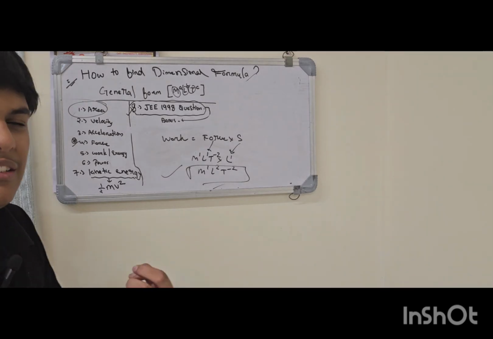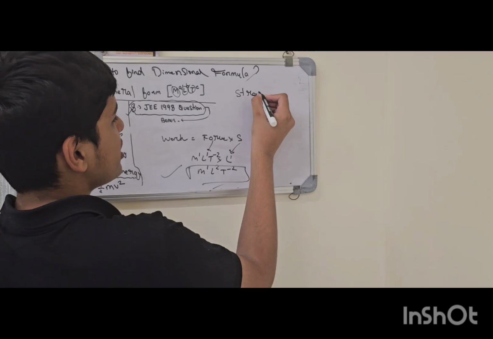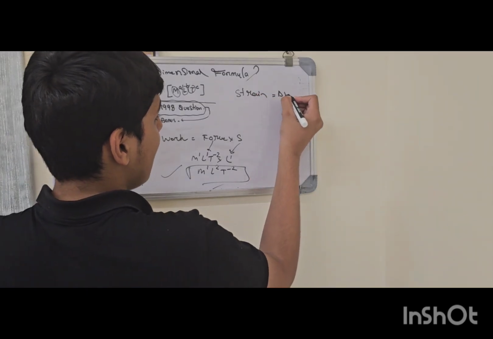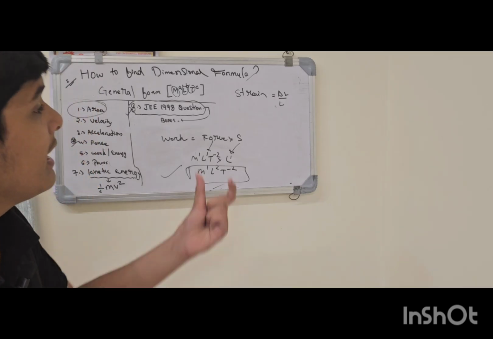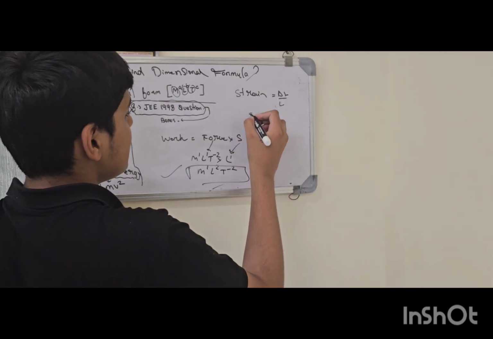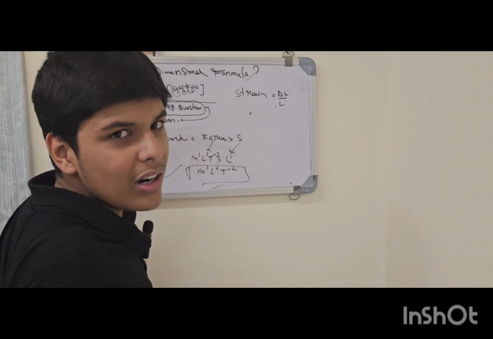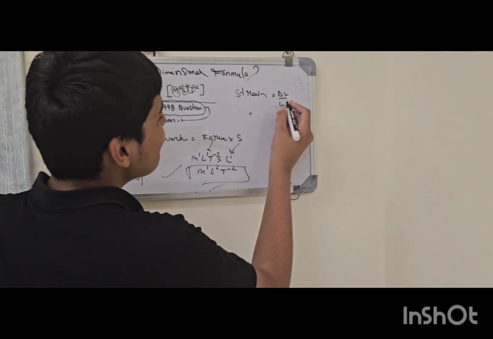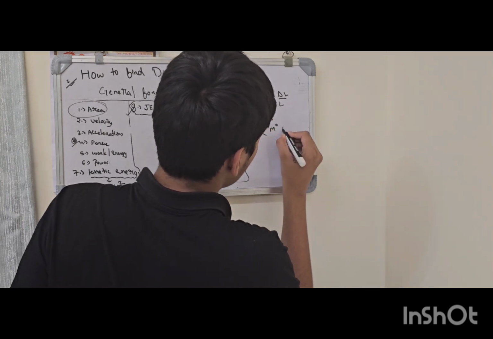Now strain is a very new topic. Strain is delta L by L. Delta L by L means change in length by original length. Change in length is what? Tell me. Okay, the change in length is meter. This is called dimensionless. So M^0 L^0 T^0.